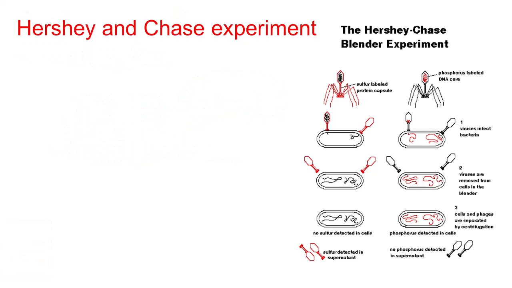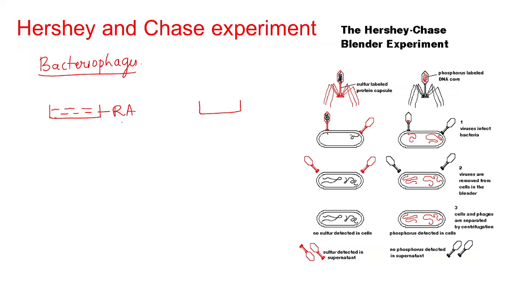See, Hershey and Chase, what have they taken? They have taken some bacteriophages, and they have developed the bacteriophages in two separate containers. In one particular petri dish, the medium was containing what? Radioactive phosphorus. Do you remember? In the first one, it was containing radioactive phosphorus.